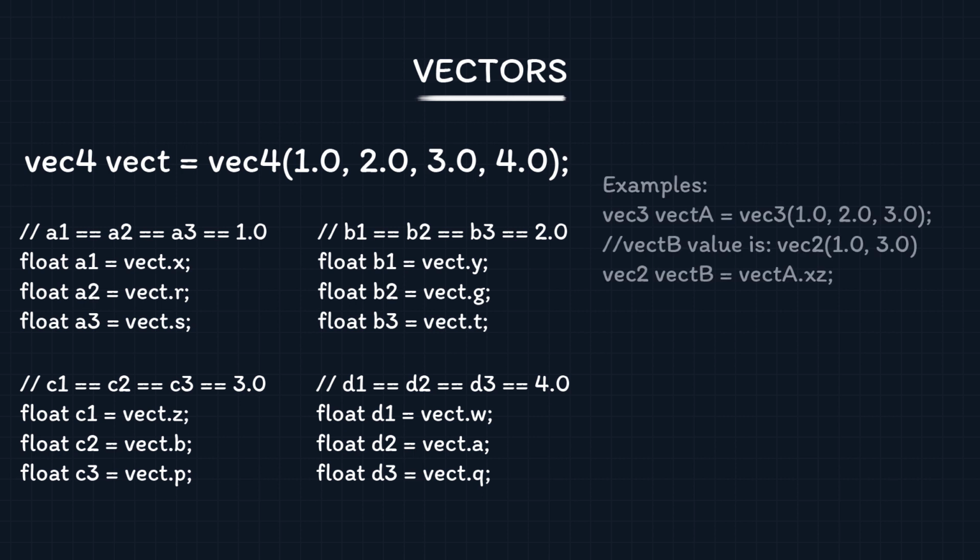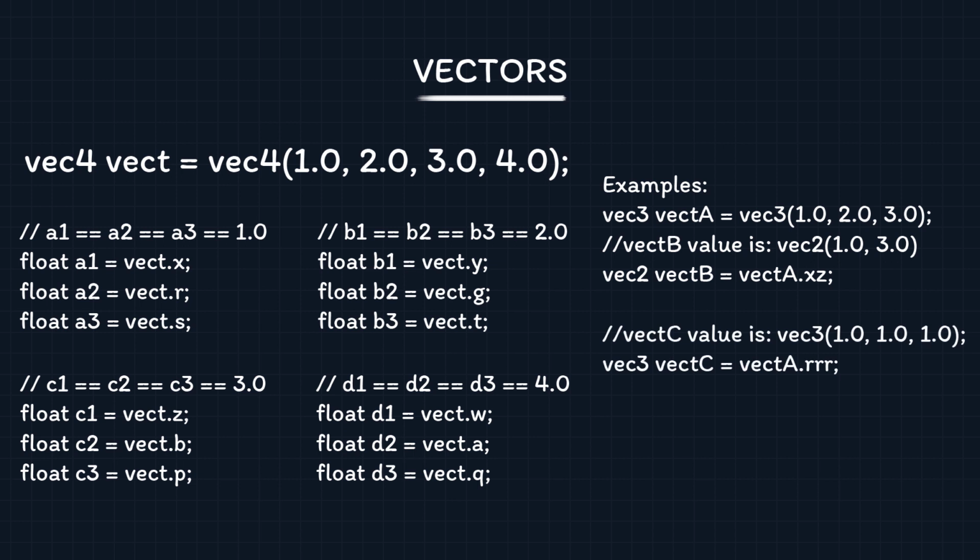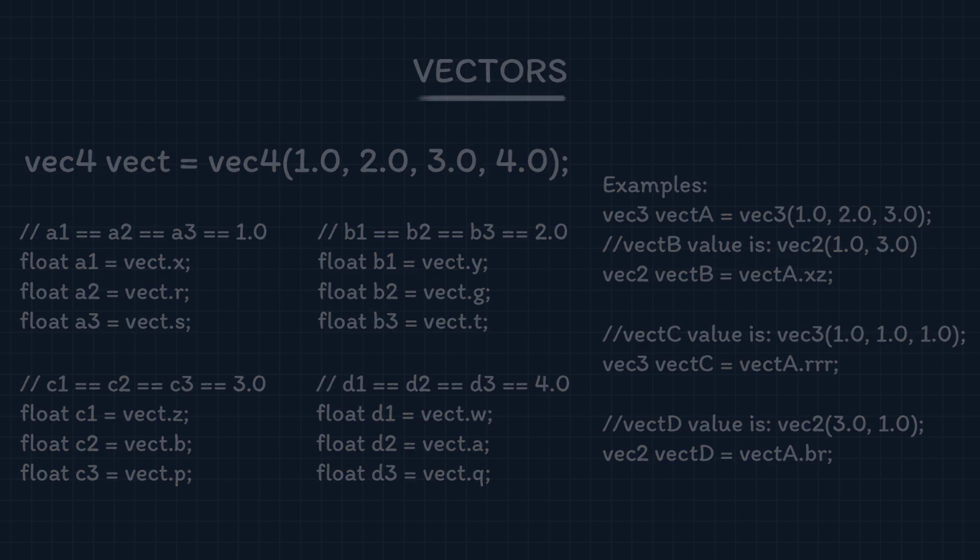Keep in mind that we can access more than one component at the same time, so here we can create a new vector whose components are taken from the first and third components of another vector. Another thing to mention is that we have the ability to repeat and take values in a different order. So repeating R here will create a vec3 whose components are all taken from the first component of vecA, and here vec's components are 3, 1, which represent the third and first components of vecA.